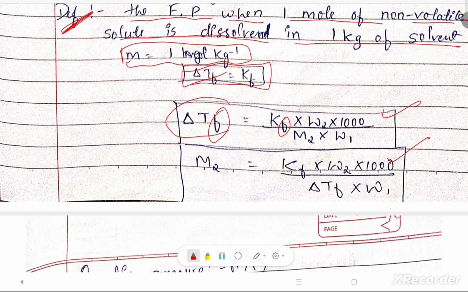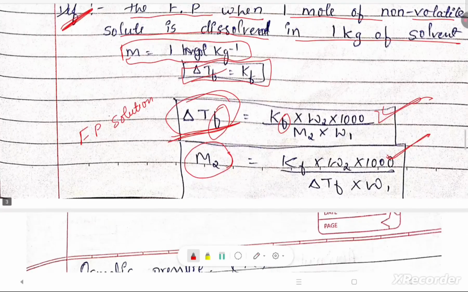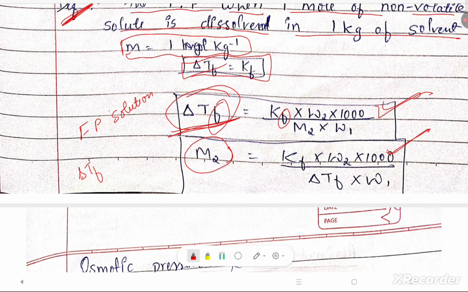Here also they may ask for the depression of freezing point. To calculate the depression of freezing point, use this formula. To calculate the molar mass of solute, use this formula. If they ask to calculate the freezing point of the solution, you know the formula, right? Delta Tf is equal to Tf naught minus Tf. So you can easily find Tf by calculating this value and applying it. You will get Tf. Just remember these three formulas.